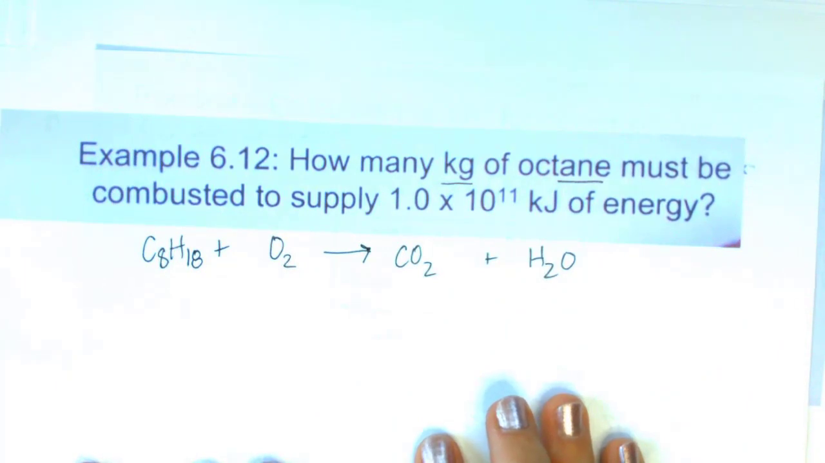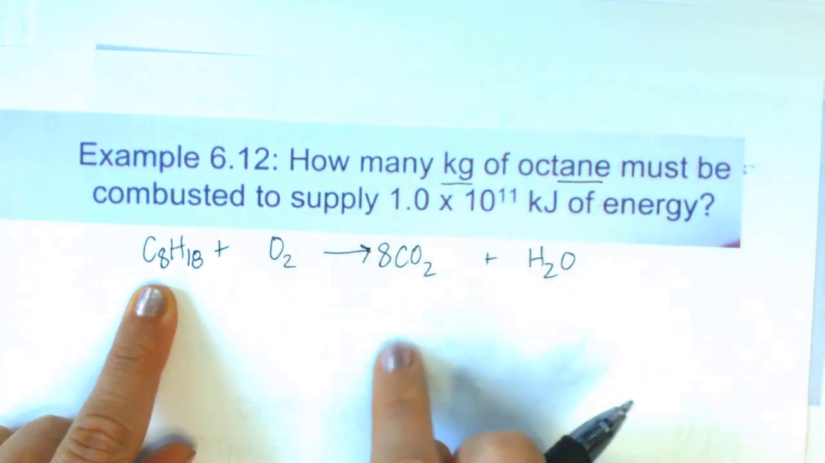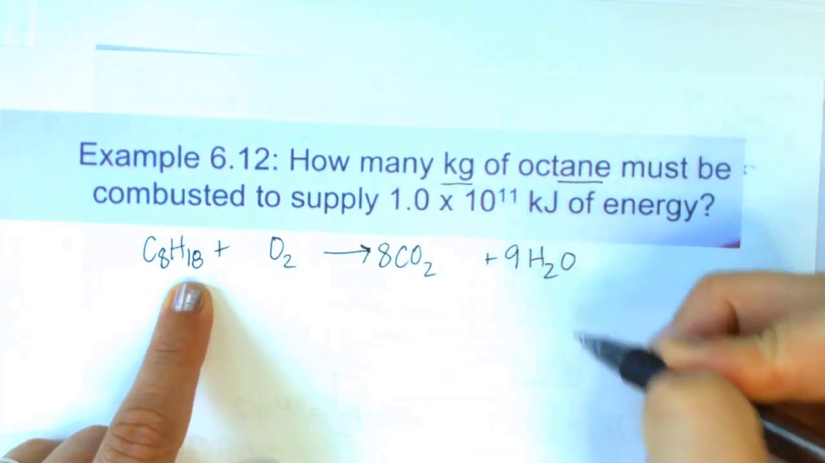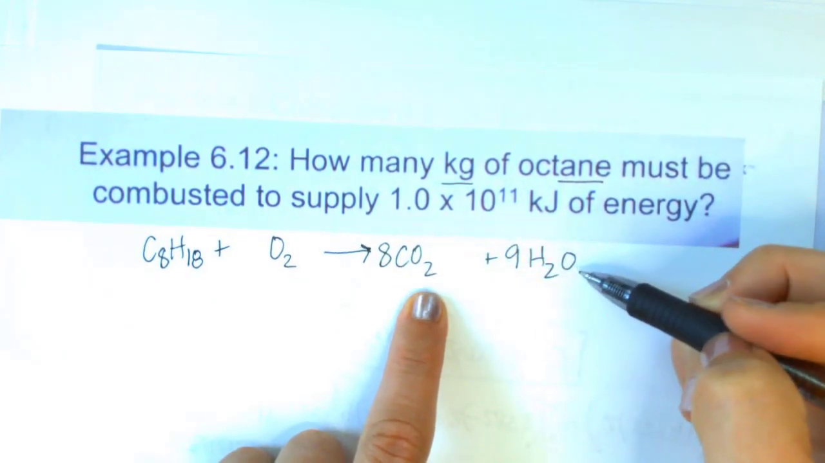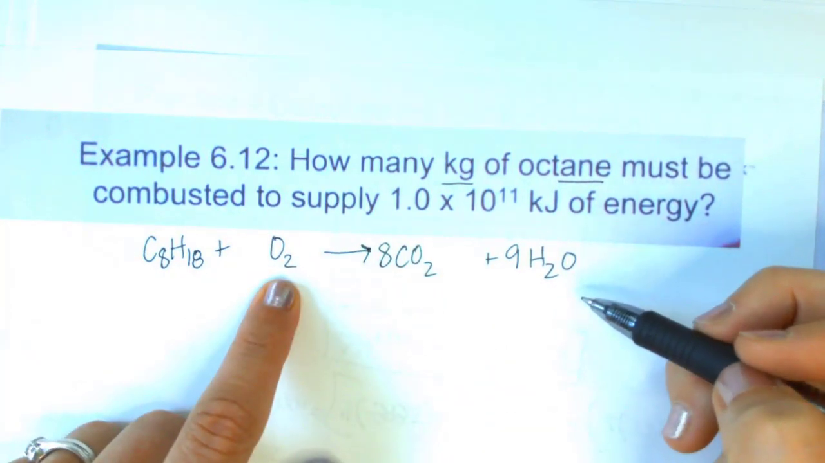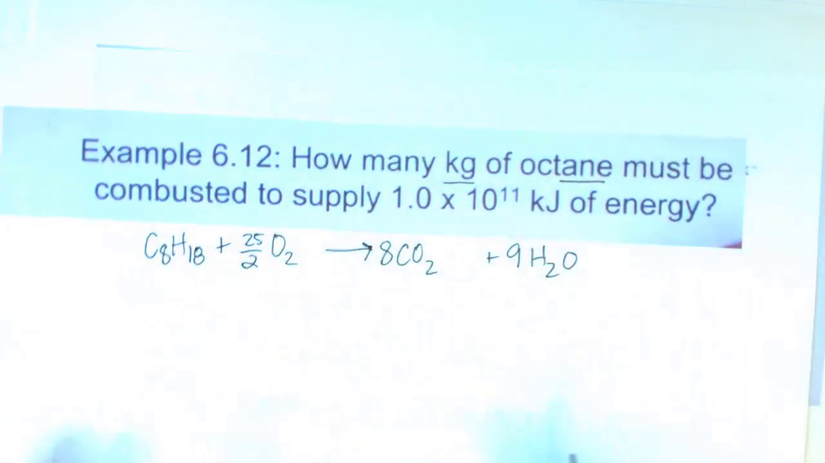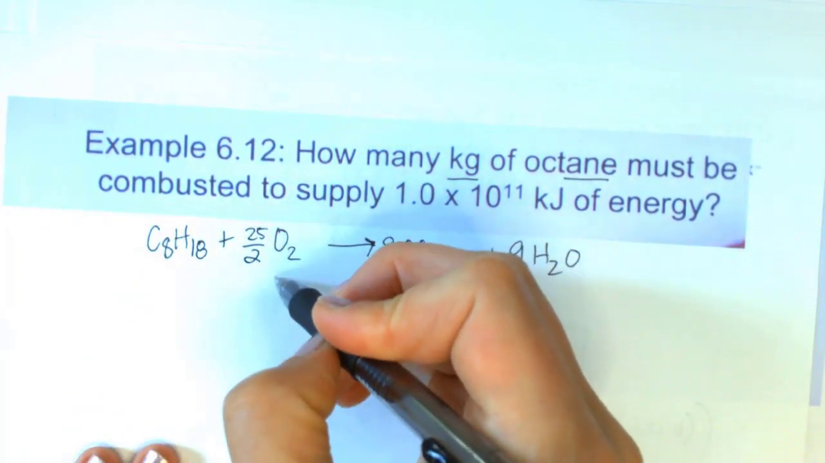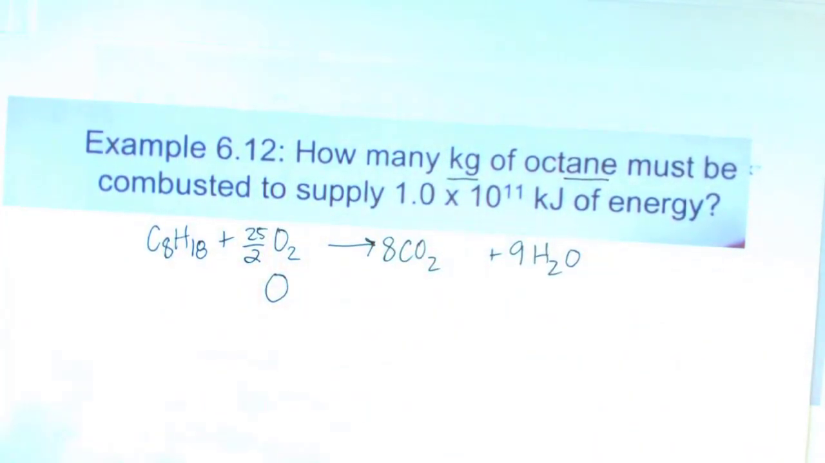So next we need to balance this. I've got 8 carbons here, so let's try having 8 carbons over here. I've got 18 hydrogens, so let's try 9, since 9 times 2 is 18 there. And then this would give me 16 plus 9, so that's 25 oxygens. Can't do 25 because that's an odd number, so let's do 25 halves. We'll cheat a little bit, because when I look at these standard enthalpies of formation, oxygen is 0 anyway, because it's in its standard state, so it doesn't matter what that fraction is in front of it. It's going to be the same.